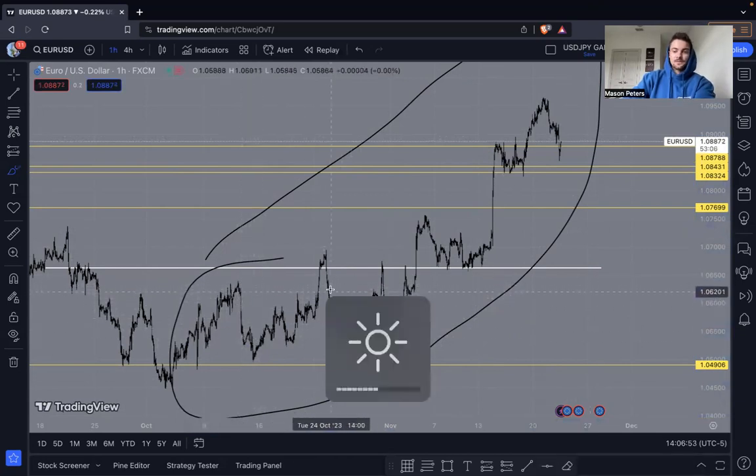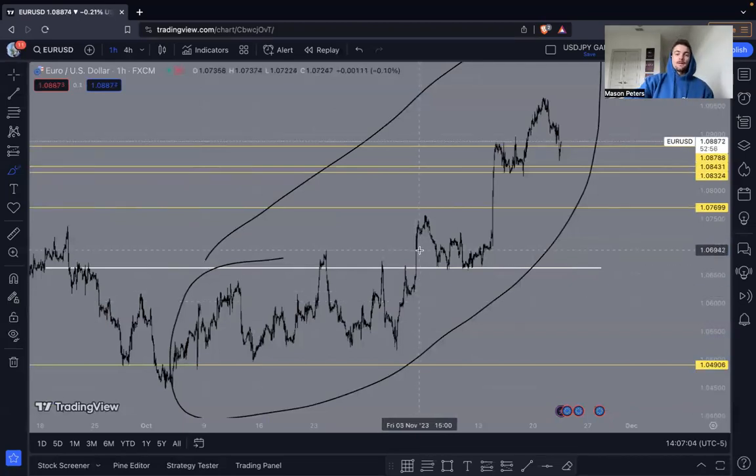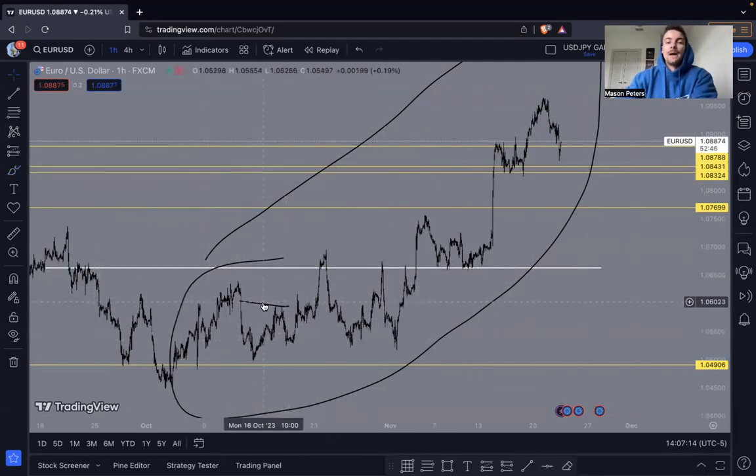And I gotta turn my brightness up a little bit. Holy shit. That are creating what we call imbalances. And then what we want to look for is buy imbalances, right? We don't want to be looking for sell imbalances. We don't want to be selling at these imbalances. Of course, there's opportunities to, but we want to be buying at the imbalances, right?